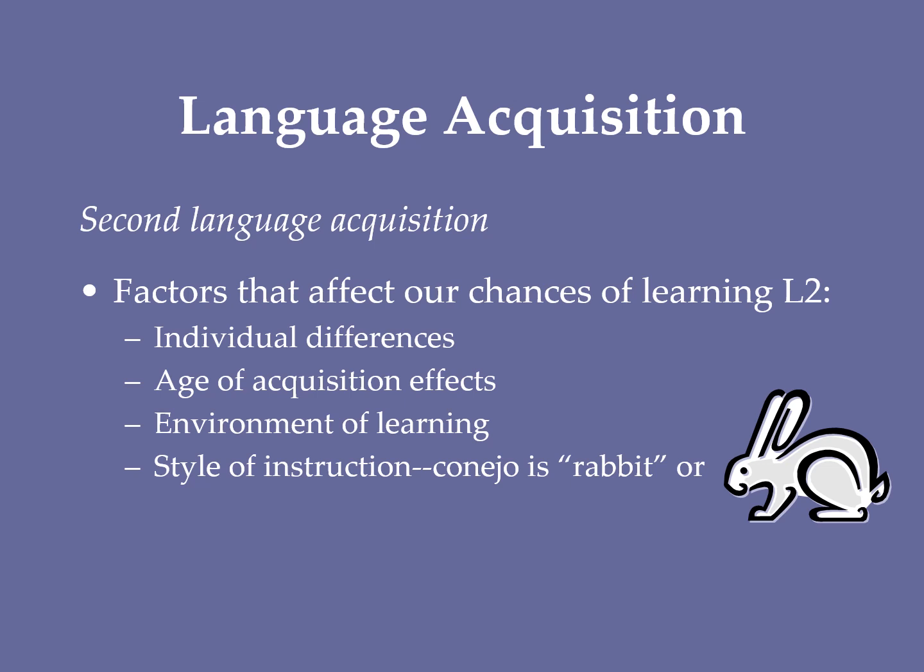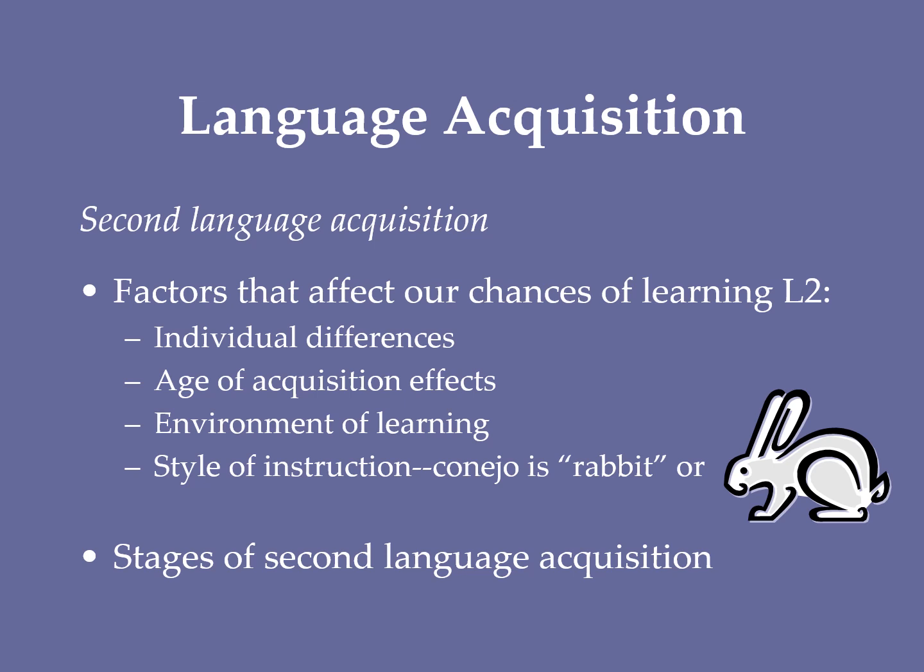And the style of instruction, was it an association between translations, or was it directly to concepts? So for example, conejo is rabbit, or we were shown an image of a rabbit and associated it with that word as a concept. And there are the stages of second language acquisition.